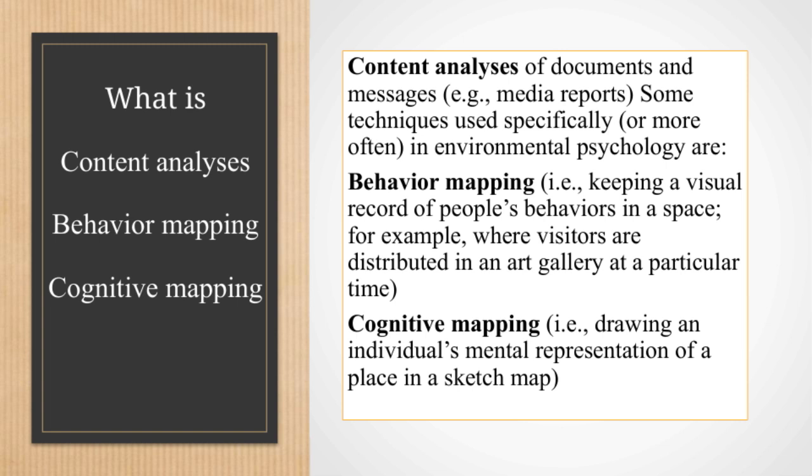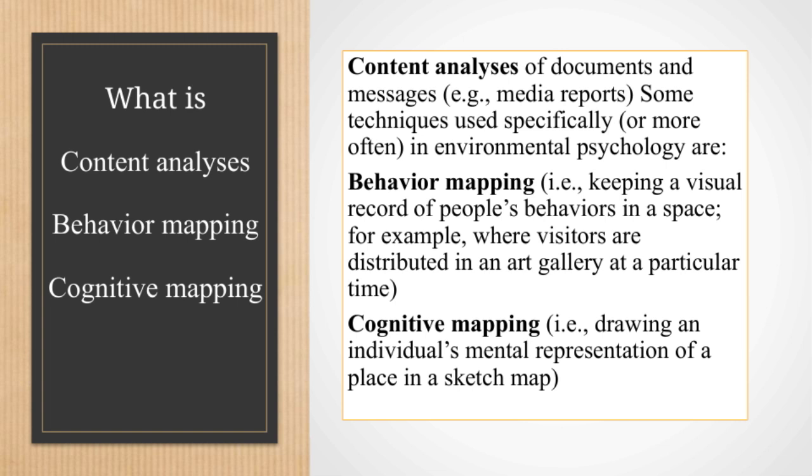Behavior mapping, on the other hand, tracks how individuals move and behave within a space. This helps us see where people spend their time, what areas attract the most activity, and how they navigate their surroundings. Then we have cognitive mapping, which is about understanding how people perceive and mentally organize spaces. It reveals how individuals conceptualize their environment, which influences their decision-making and behavior.